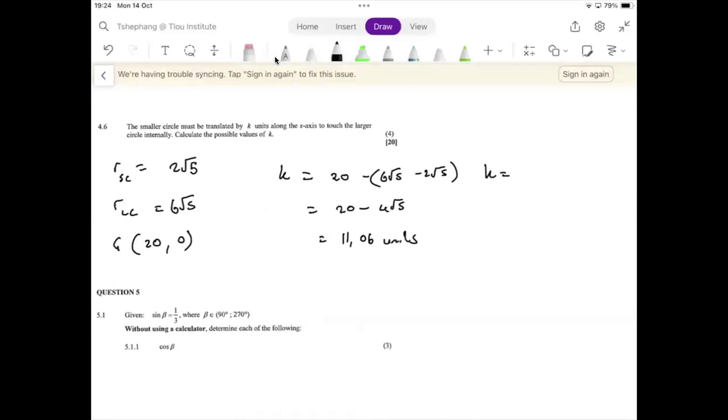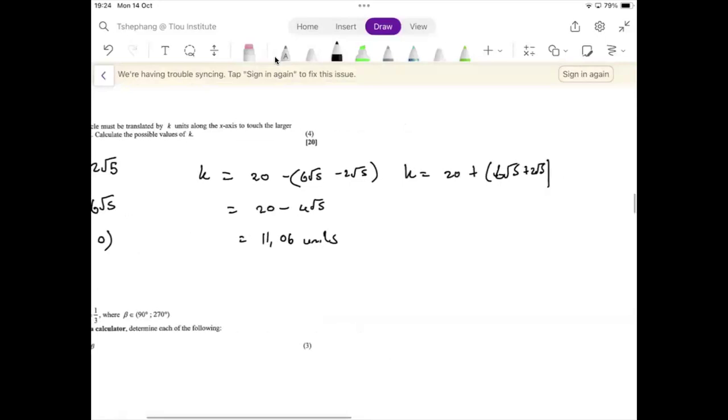Alternatively, K must be equal to 20 plus 6√5 plus 2√5. You must understand the intersection of circles. Okay, and it's just a matter of adding. So this will be 20 plus... minus, sorry, a mistake, minus, yeah, subtracting them. Just a mistake. Minus 4√5, and this will give you 28,94 units.